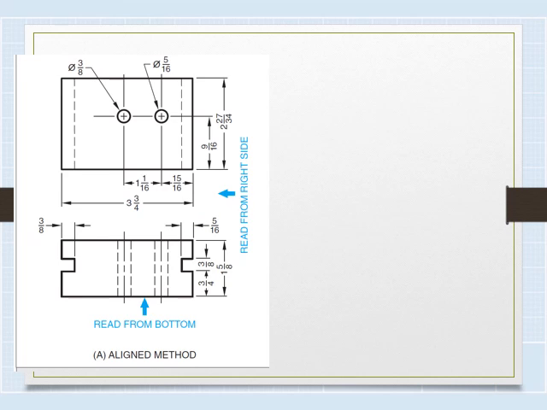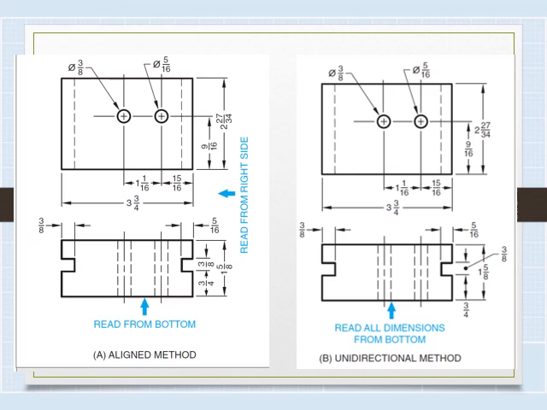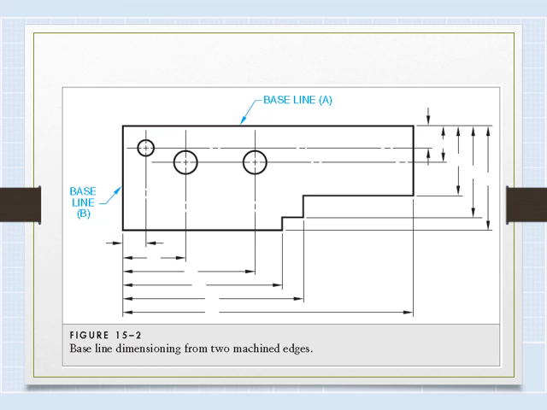Okay, so we also have aligned versus unidirectional dimensioning. In aligned dimensioning, the numbers are turned so that they line up with what you're dimensioning. In unidirectional, the numbers just all read in one direction. And when possible, we want to use baseline dimensioning to keep our tolerances from stacking up. Feature to feature dimensioning will be used when it's important that those parts interface with another part.